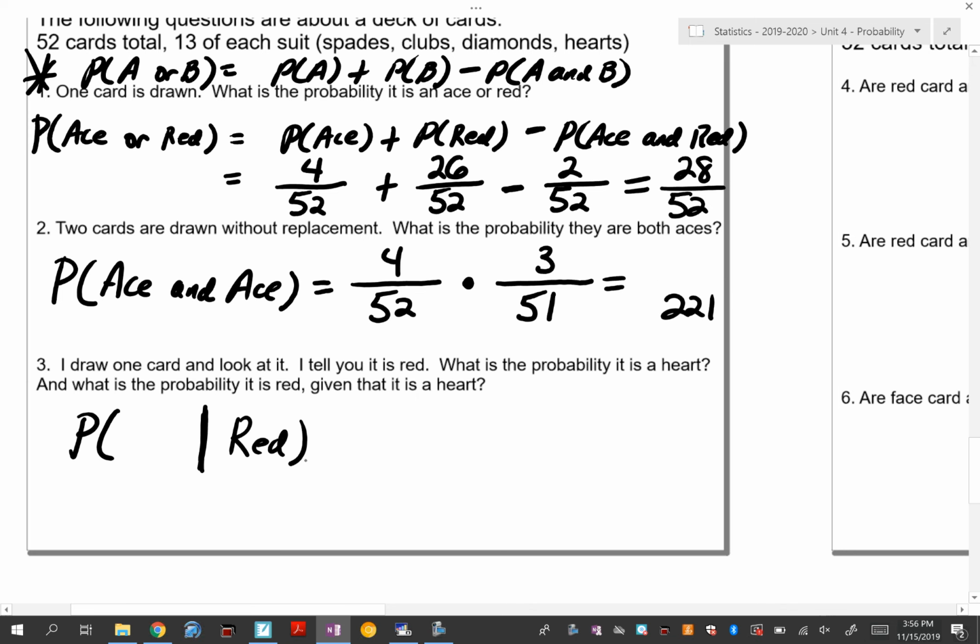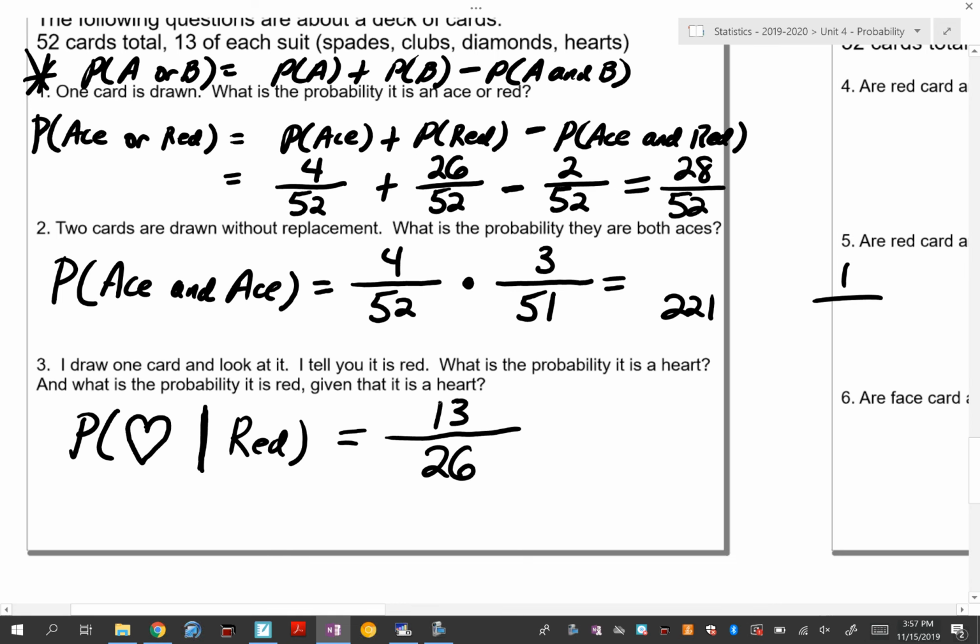If I tell you it's red, that means I only care about the red cards. So how many out of the 52 cards are red? 26, half of them. And if I tell you it's red, what's the likelihood that it's also a heart? See what I did there? Out of those 26 red ones, how many are hearts?